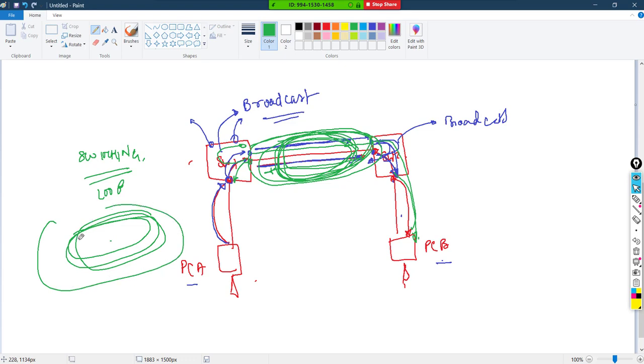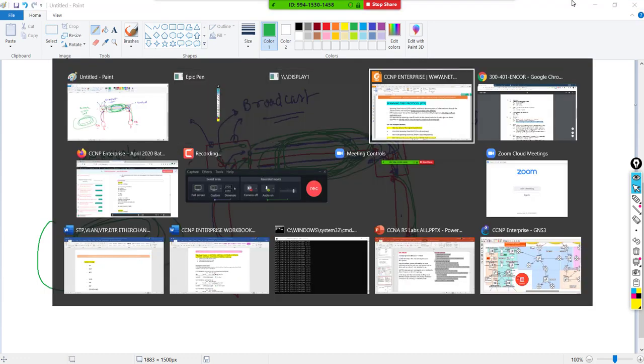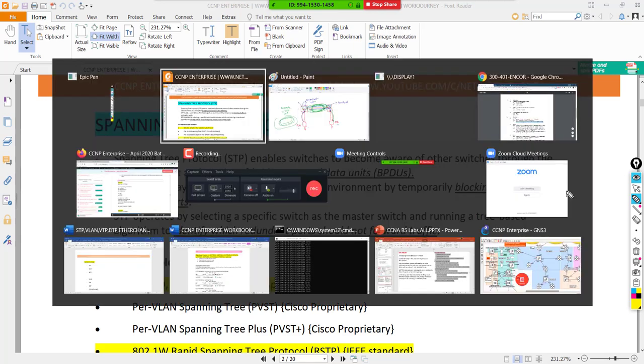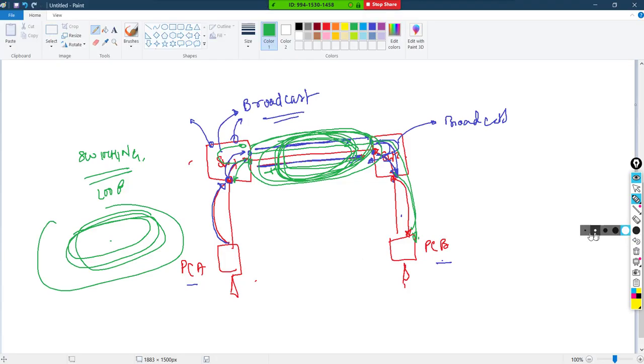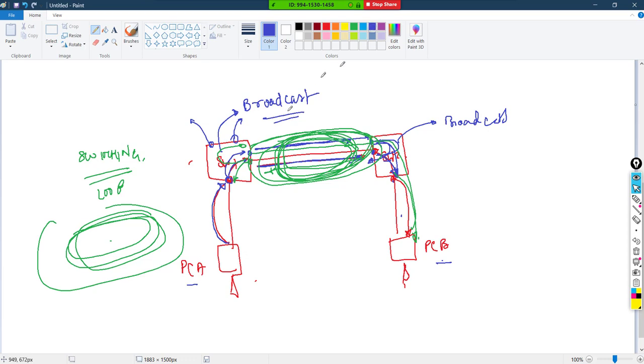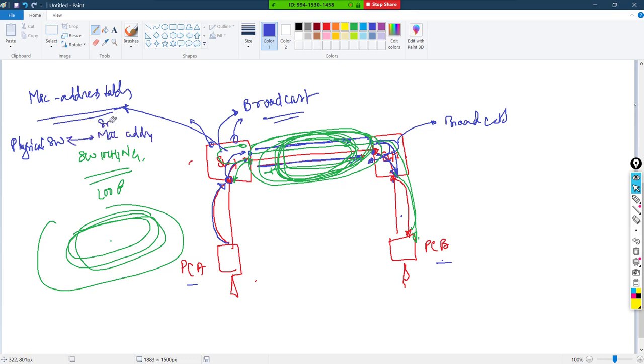Now what is the issue if your data or Ethernet frame is circulating? The issue arises because of the increase in the MAC address table. Now what is the MAC address table? These two switches have something inbuilt called the MAC address table. What does it do? It binds every physical switch port with the MAC address of the device, or we can say the source MAC address of the device.